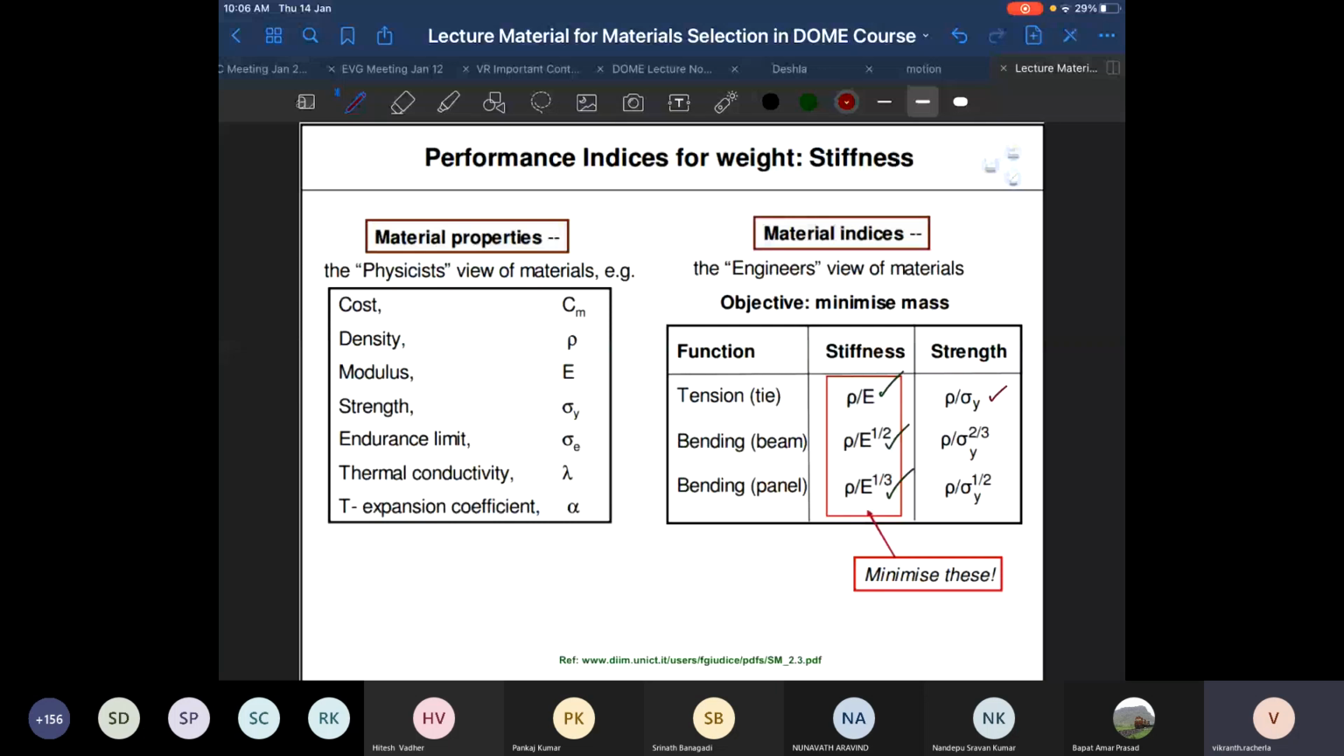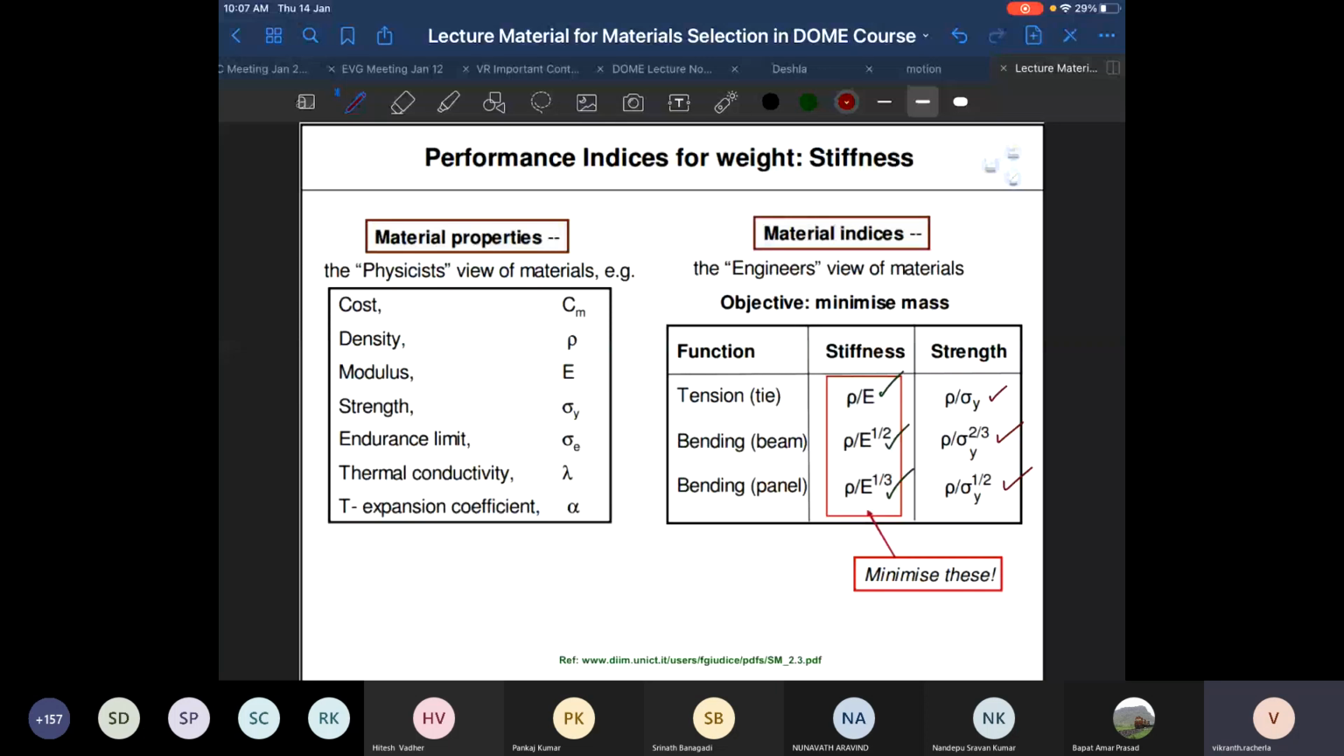If you have a beam which is being subjected to bending, then you should be looking for a material with a small value of rho by sigma y to the power 2 by 3, and for a panel you need to be looking at a member with the smallest value of rho by square root of sigma y.